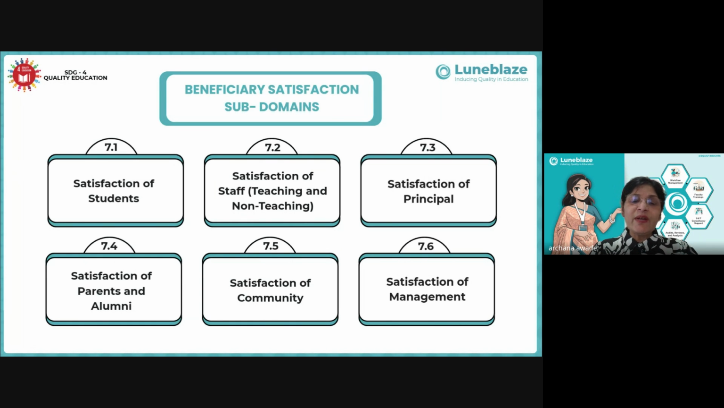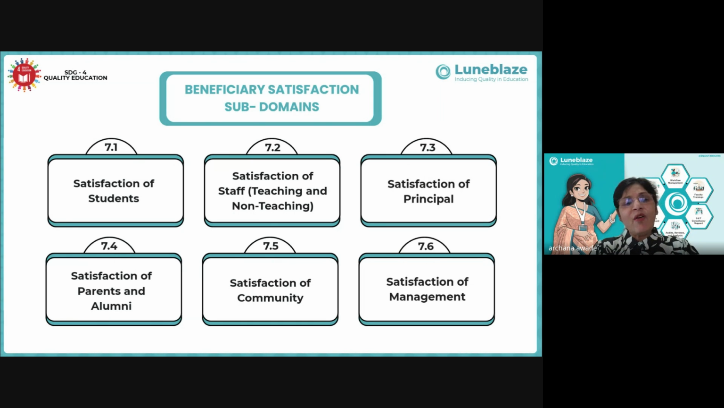So let's go through them one by one. Satisfaction of students. The students are the most direct beneficiaries. Their satisfaction depends on teaching quality, safety, co-curricular opportunities, peer relationships, and also the overall well-being. Let me give you an example. Suppose students feel the teacher listens to their concerns and provides opportunities for creativity beyond exams. Their satisfaction level will be high, right?